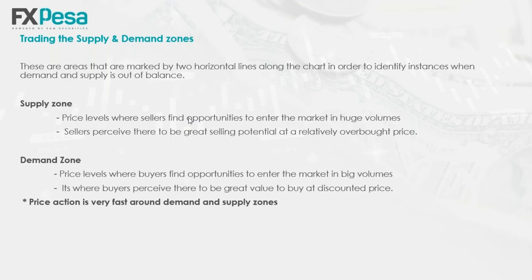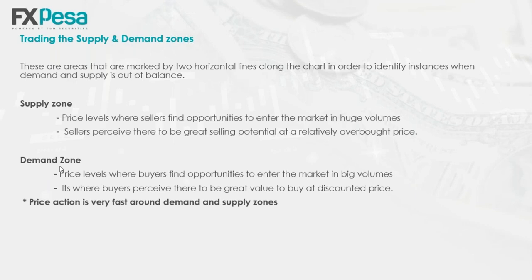and the intention is to use these levels, the point at which the market will come back to that price level, because at that price level, demand and supply is out of balance. So what happens is that we have two zones. We have supply zone and we have demand zone.